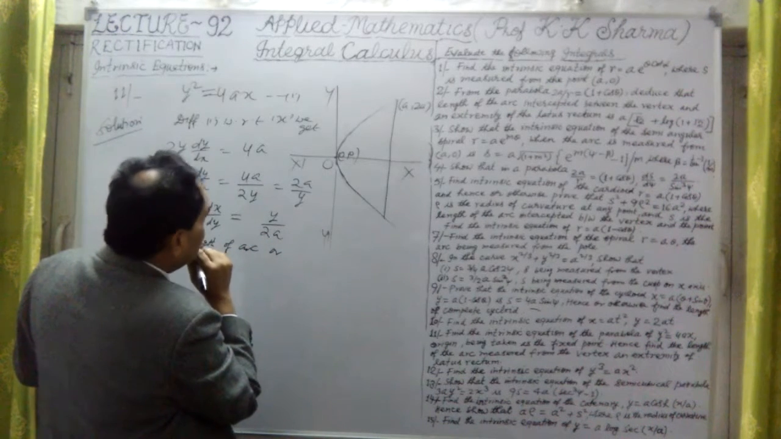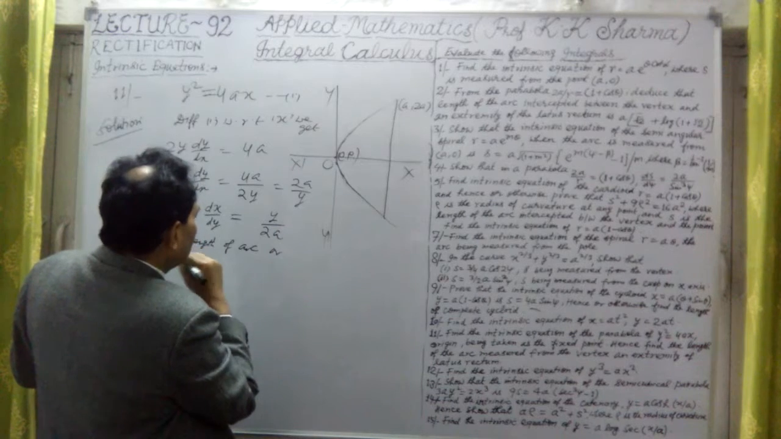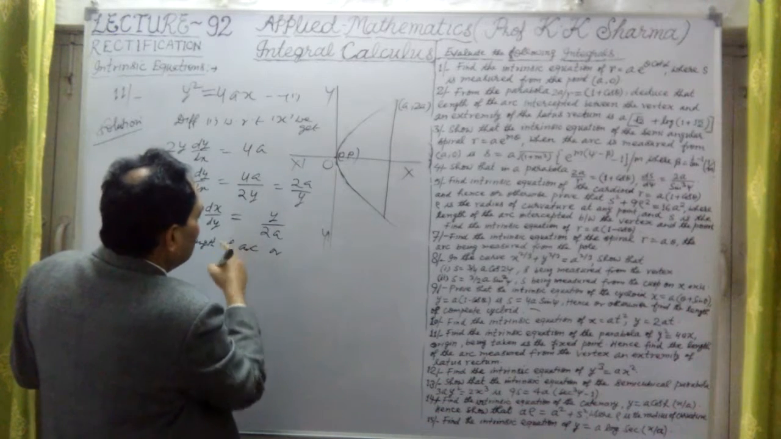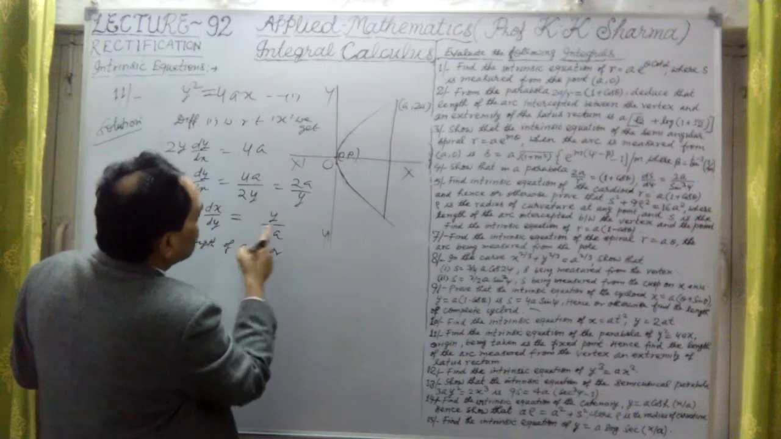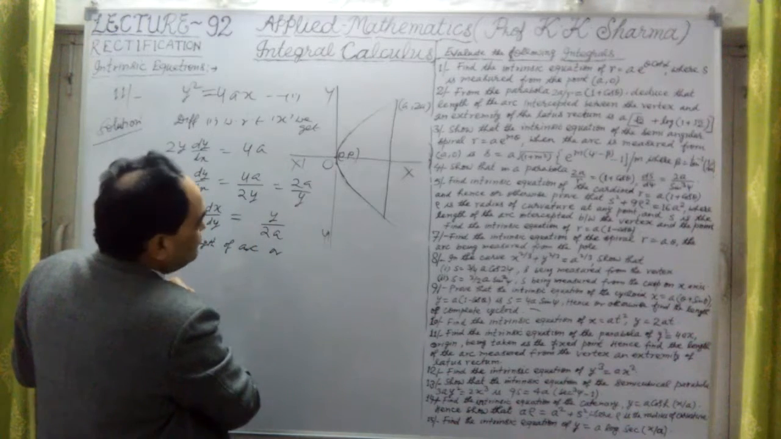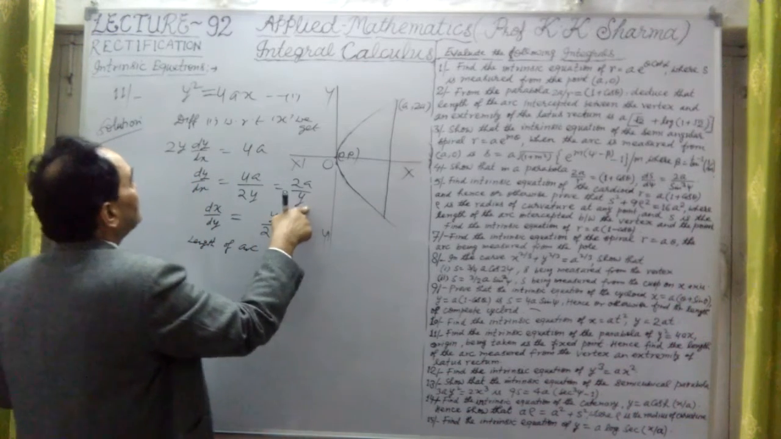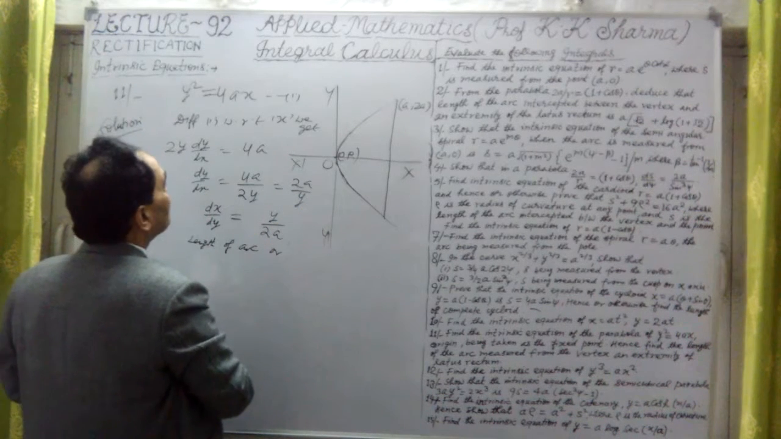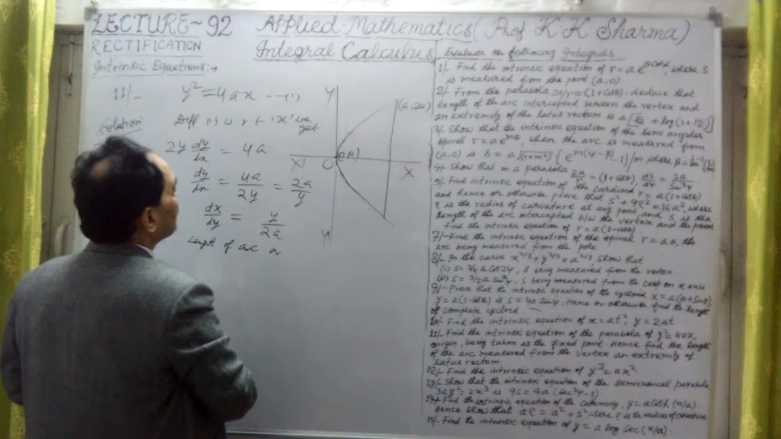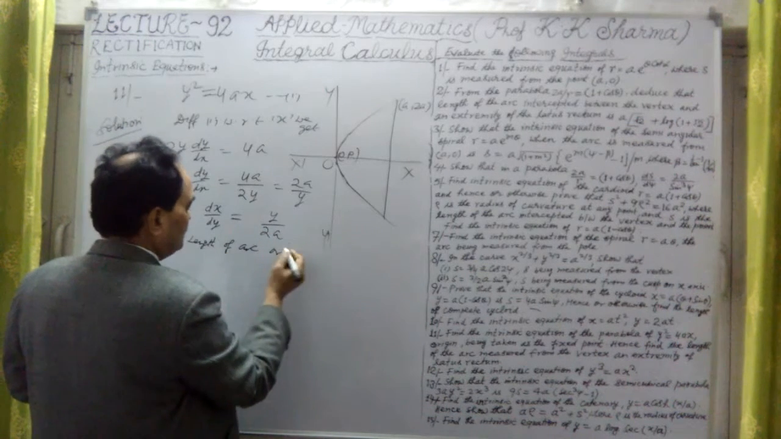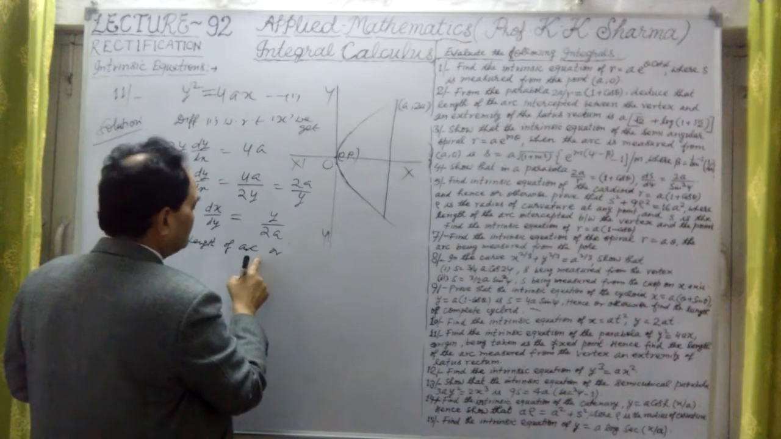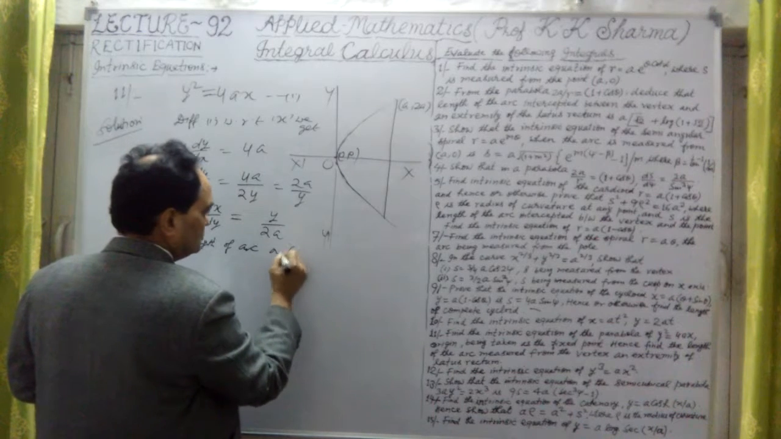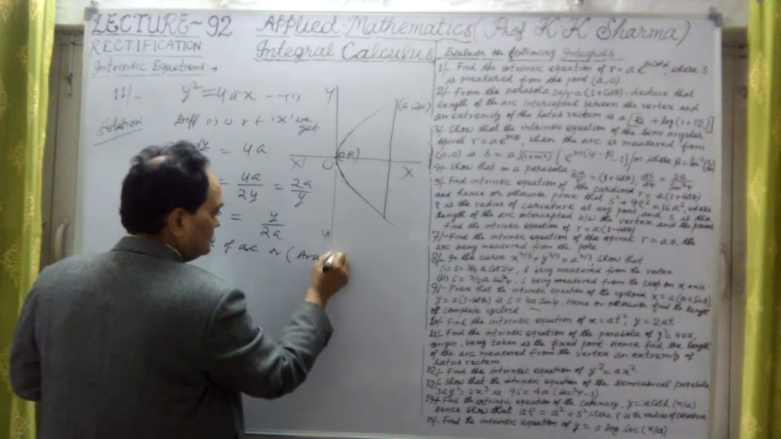If I take limits 0 to 2a, then to convert this y, because y is the square root of x, we need x. Okay, x is not given there, no problem. So the length of arc is known as the arc length.